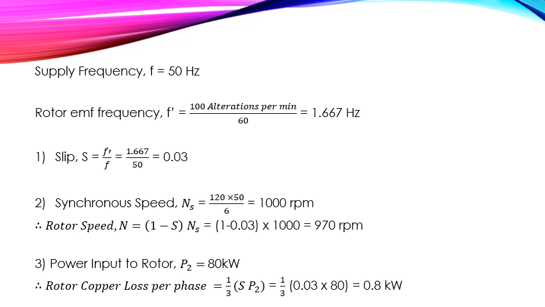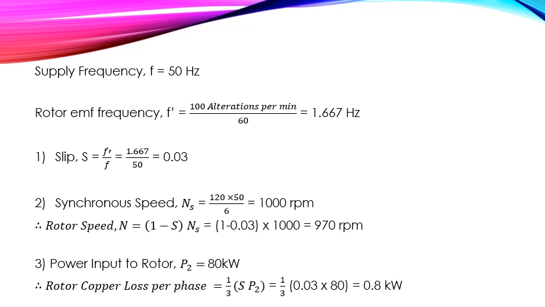Then slip S is the ratio of rotor frequency to the supply frequency, that is f dash divided by f, and that is 0.03. Now use this calculated slip to find the rotor speed. For that, first we find the synchronous speed by taking the ratio of 120 f divided by P, that is 6. So it is 1000 rpm. Then the rotor speed N is equal to the product of (1 minus S) and synchronous speed. So it is 970 rpm.